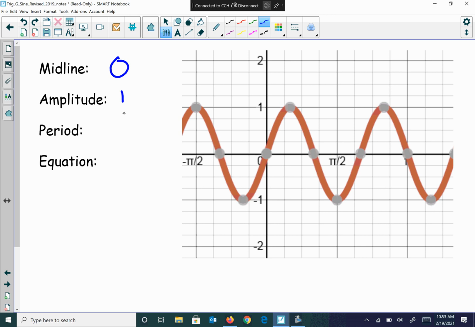How often does sine, when does sine start repeating normally? Between 0 and what? It's on the last graph. 2 pi. This is pi right here.